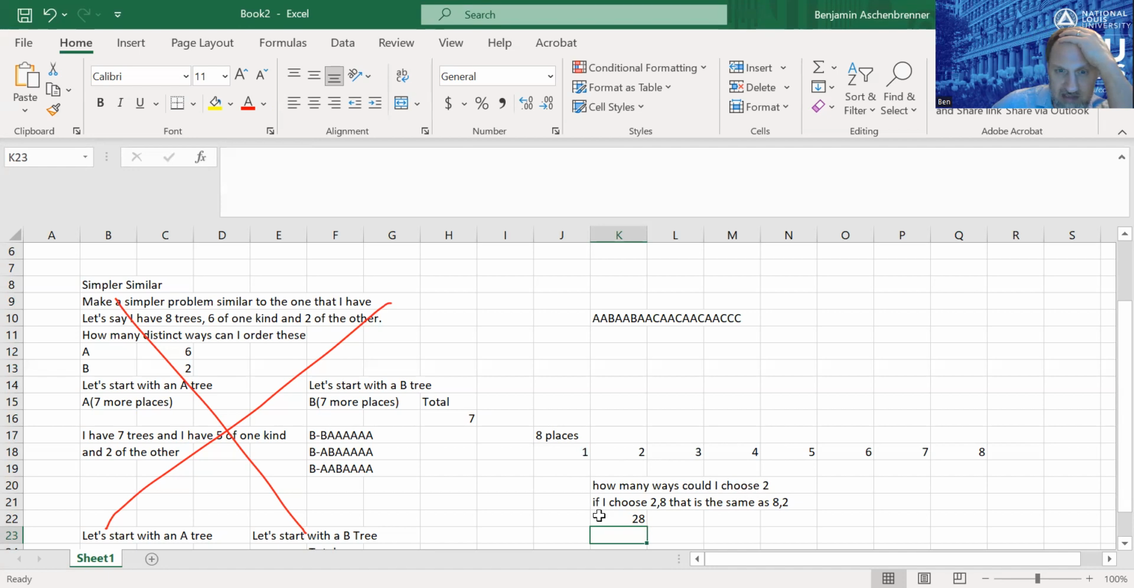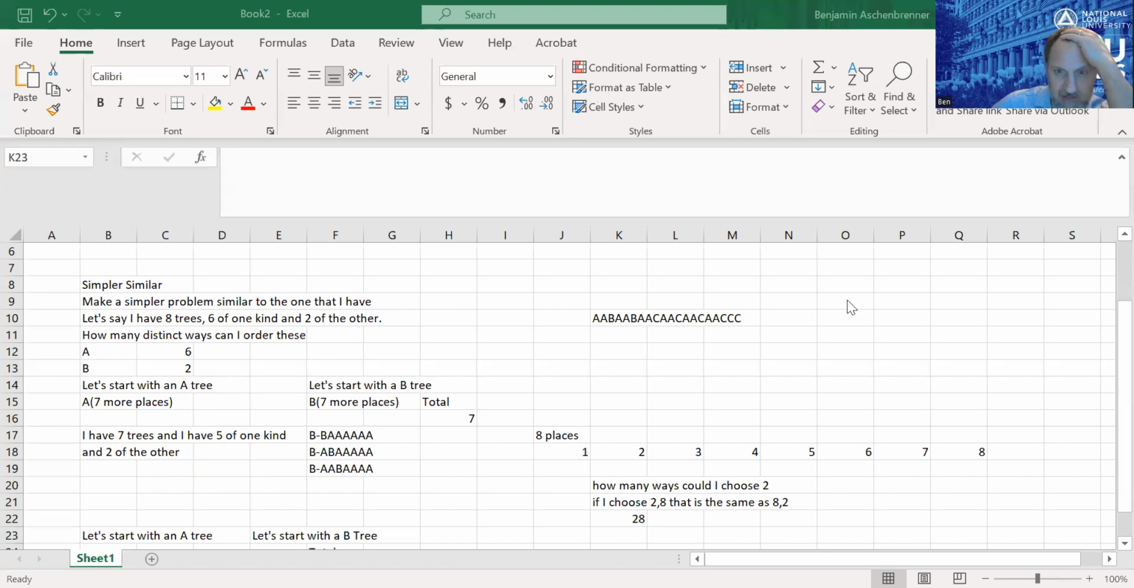So how does that help me with the larger problem here? Let me try to get back to 3 trees now. I understand how to solve the problem if I have 2 trees. I have to think about places. So let's make a similar problem that's a little more similar by having 3 different types, but I'm going to make it simpler by having only one of those.